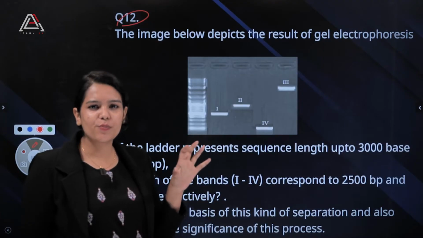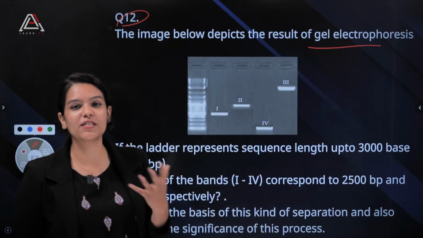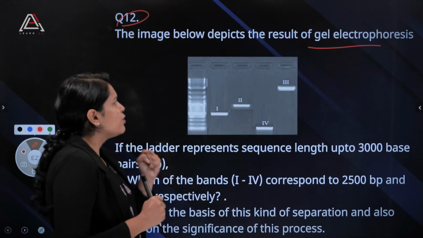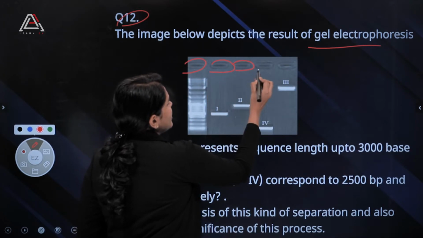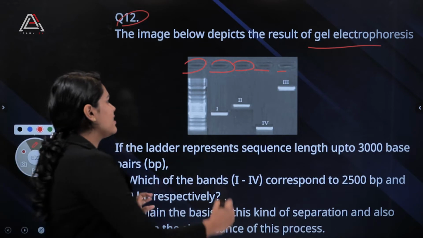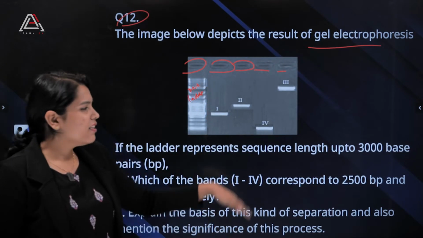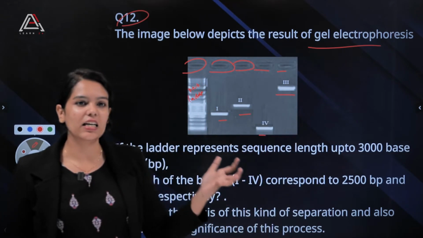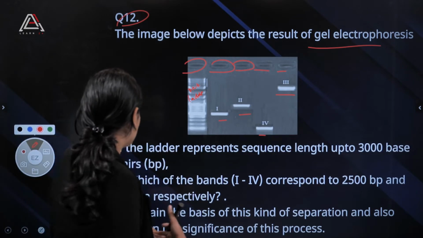Here an image is provided to you, right? What is this image? It's that of a gel electrophoresis. You have studied gel electrophoresis in the chapter biotechnology and its principles, right? In gel electrophoresis, DNA is loaded here. You can see that DNAs are loaded here, and there is a ladder sequence, the DNA ladder, provided to you here. Then you can see that the sequence is being separated, that is, fragments of DNA are seen in this image. Now let's see what the question is about.